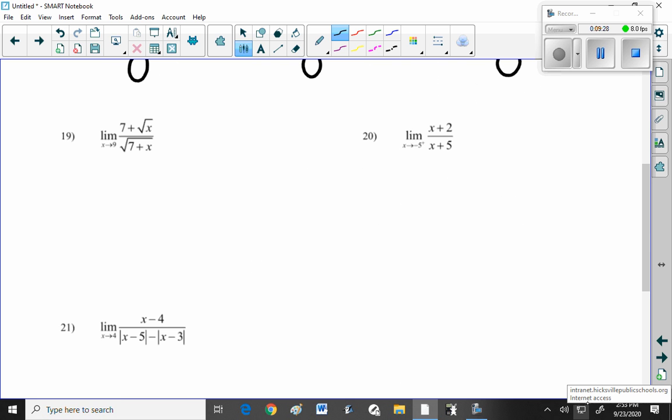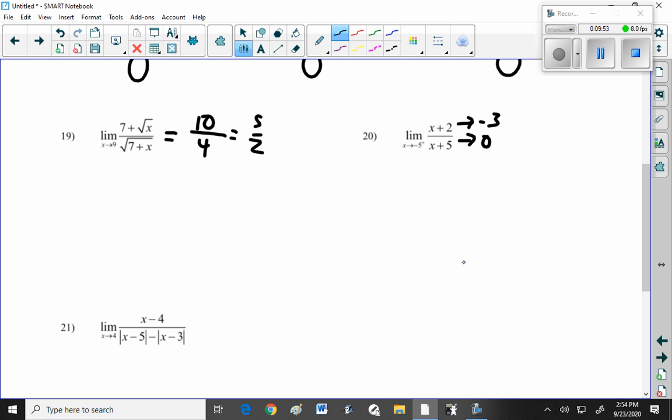Okay, as x approaches 9, there's no problem here. I can just plug in. The square root of 9 is 3, and the square root of 16 is 4, so that's 5 halves. No trickery there, you just plug in. You should always check. Here, I'm approaching negative 5 from the right. That makes the numerator negative 3 and the denominator go to 0.